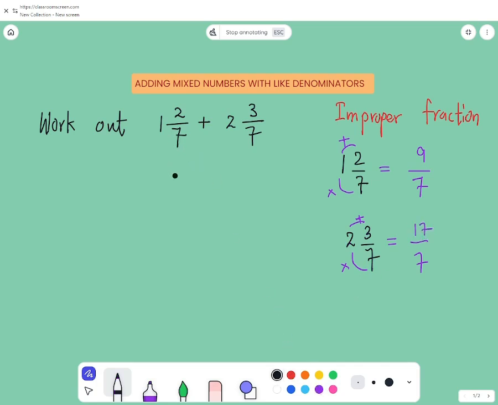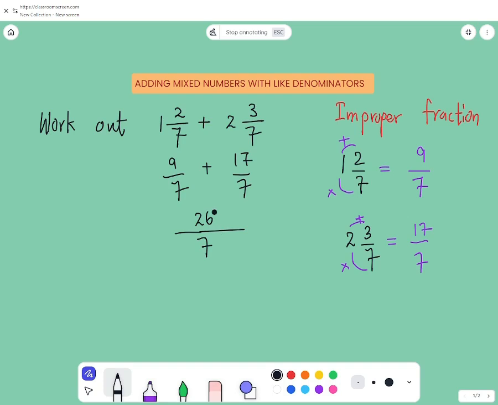Then I'm going to write the fractions: 9/7 add 17/7. Then you can see the denominators are the same, so I can write that one as the common denominator. I can just add the numerators. 9 add 17, that is 26.